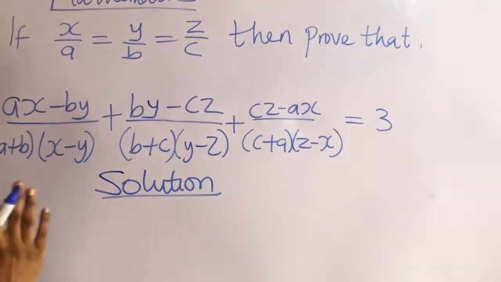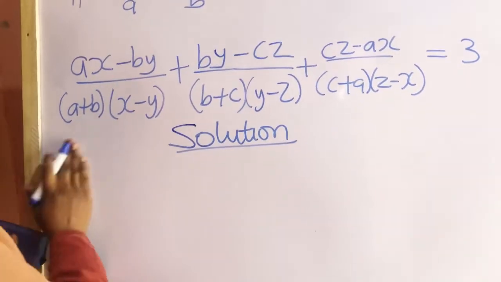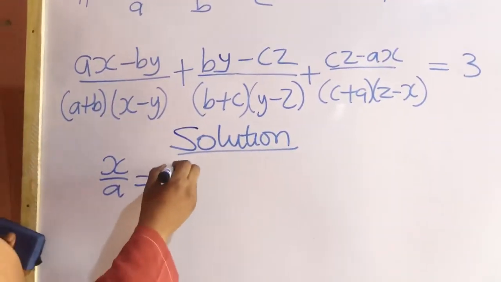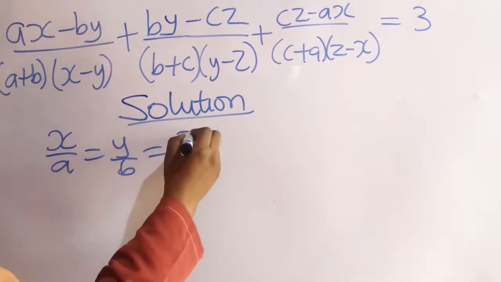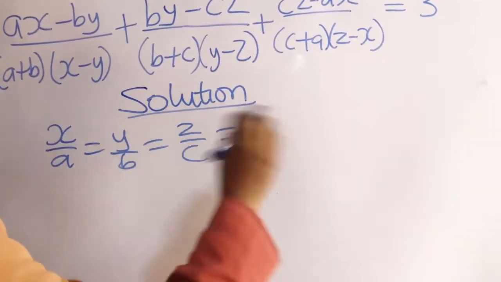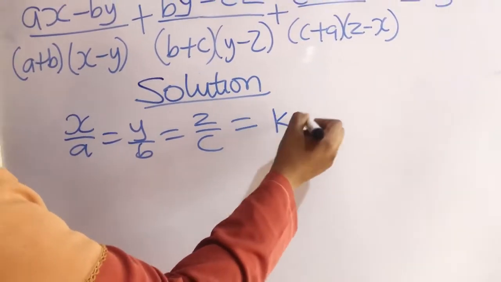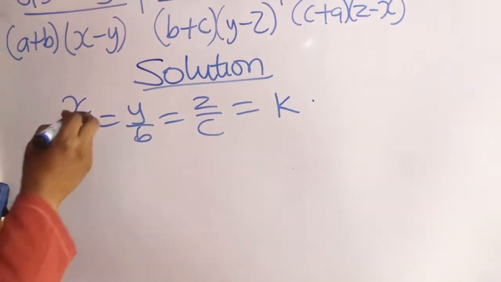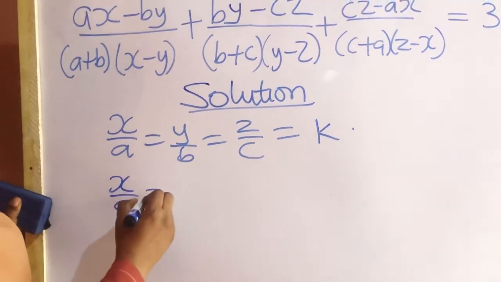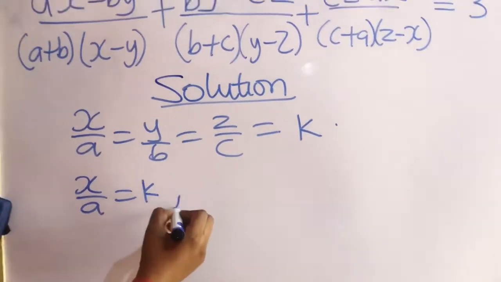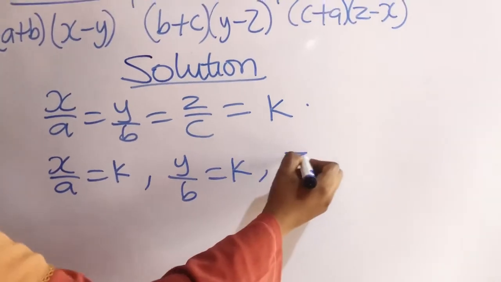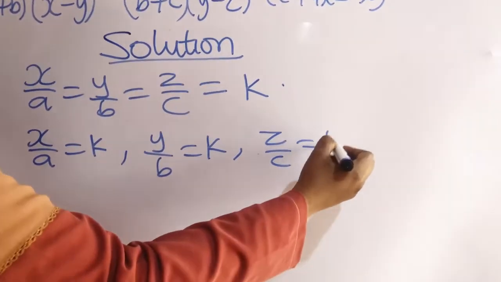It is not difficult at all. The first thing that you have to do is that x over a is equal to y over b is equal to z over c. You have to equate it to a constant. You can use any alphabet, so here we are using k. Now it invariably means that x over a is equal to k, then y over b is equal to k, and z over c is equal to k.